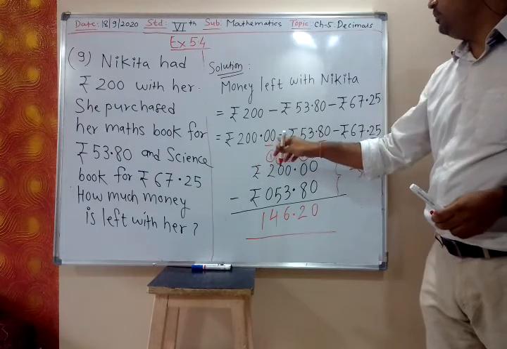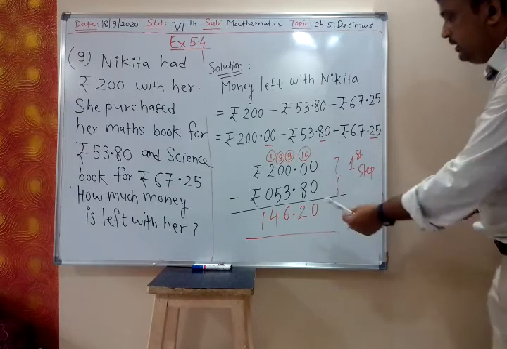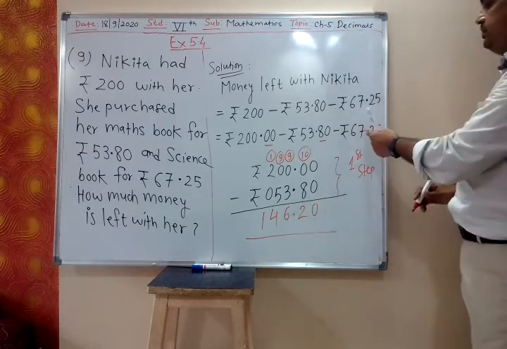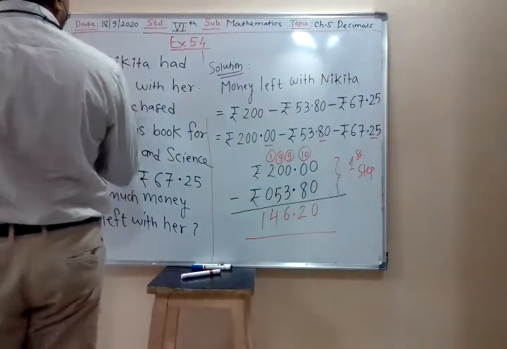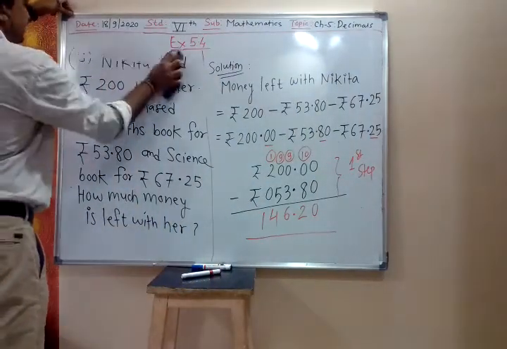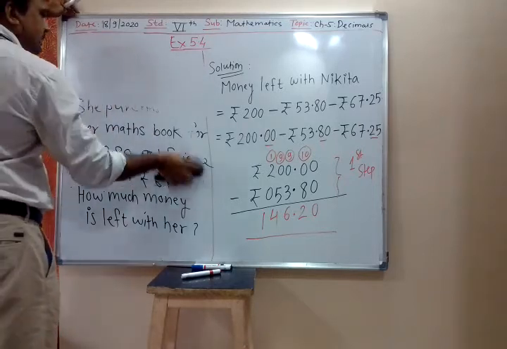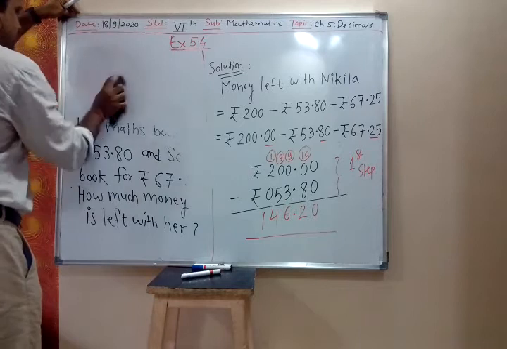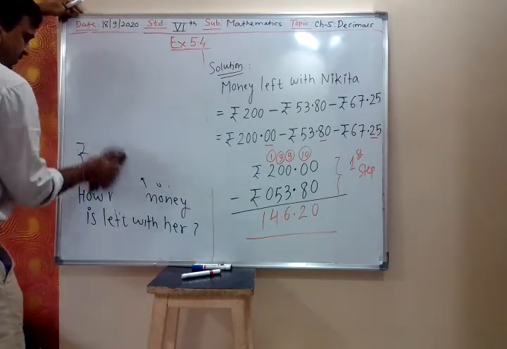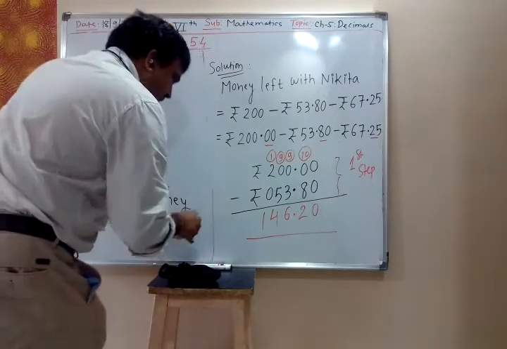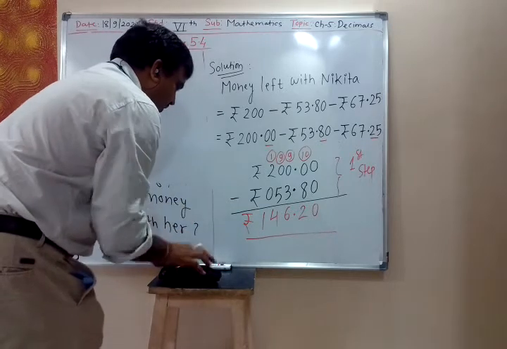The subtraction of 200 rupees minus 53.80 is 146.20. Now from this amount I will again subtract 67.25. From this amount again I will subtract 67.25. Yes, rupees 146.